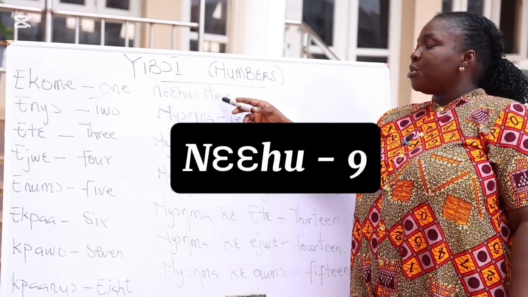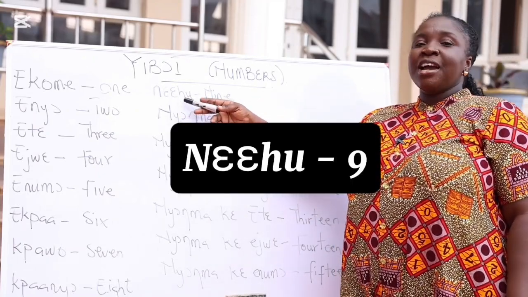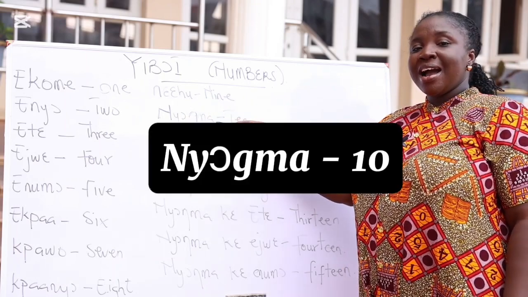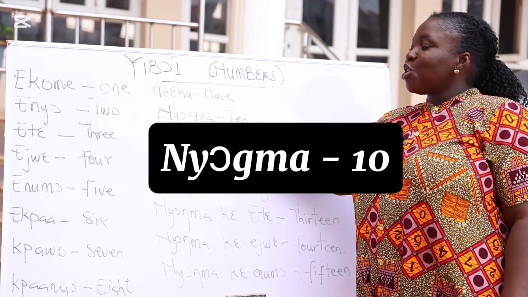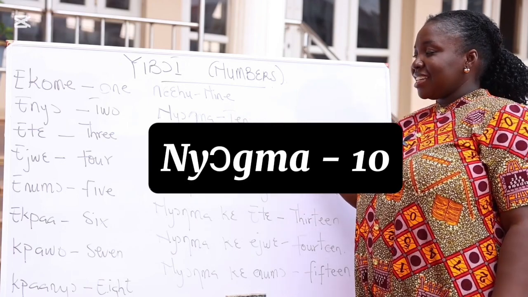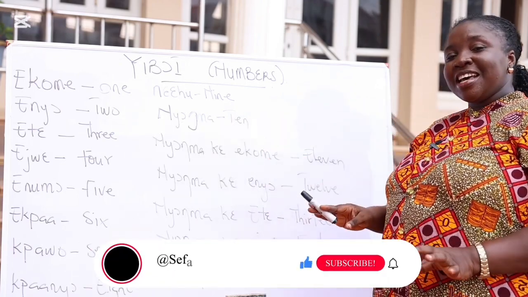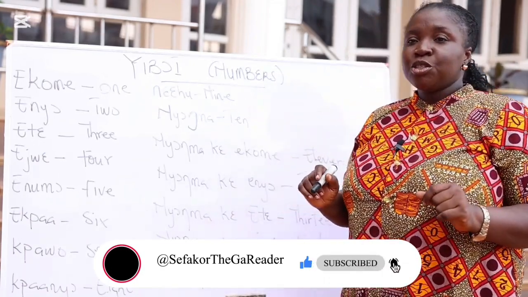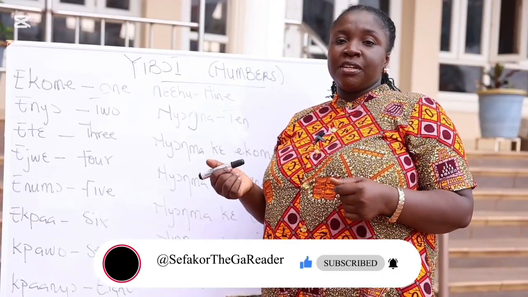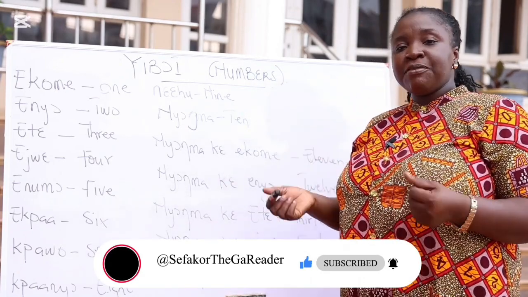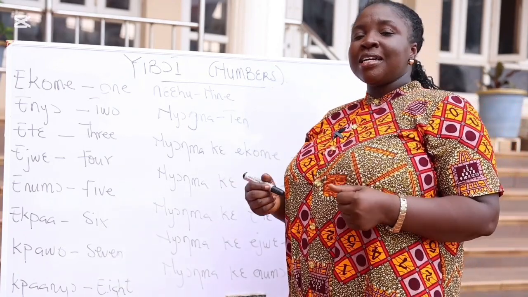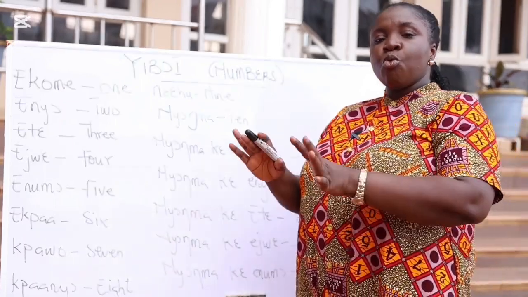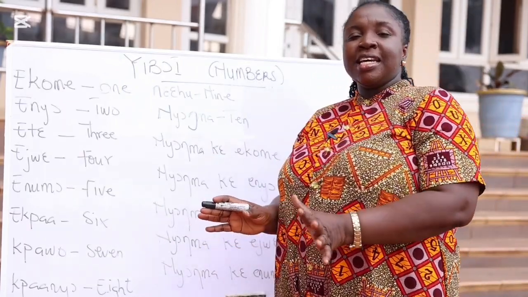Nehu, 9. Nyongma, 10. Now there's a trick here. 10 is Nyongma. So we are moving on to 11. For the 11, you have to add the Nyongma, which is the 10, to 1, making it 11.